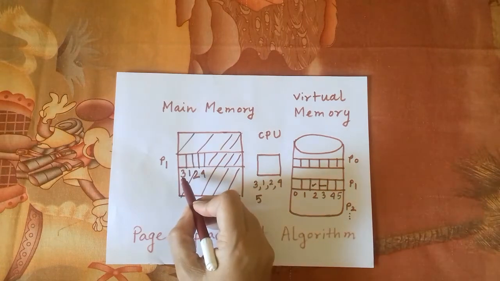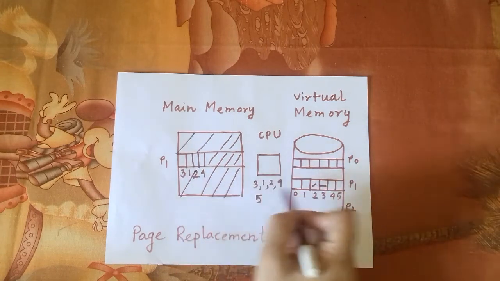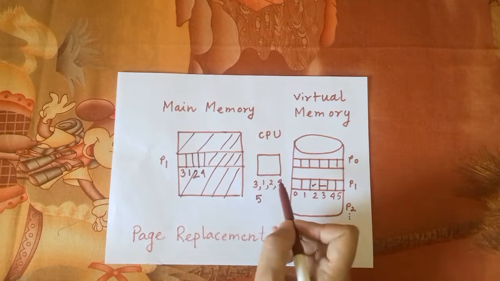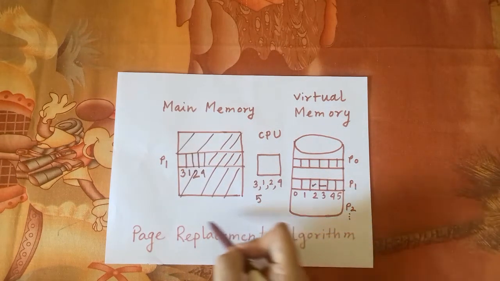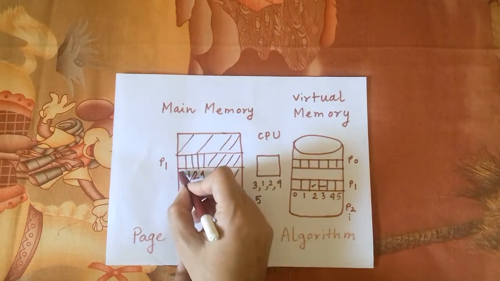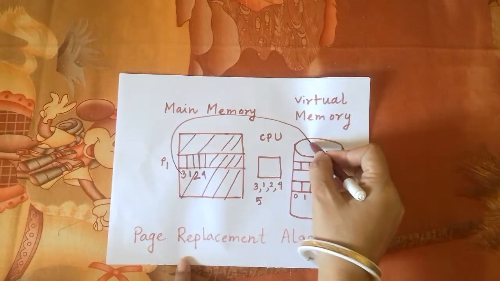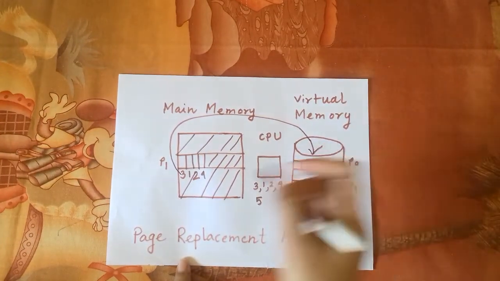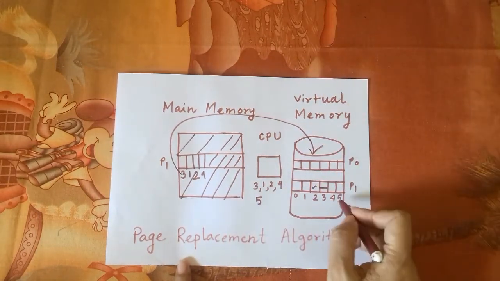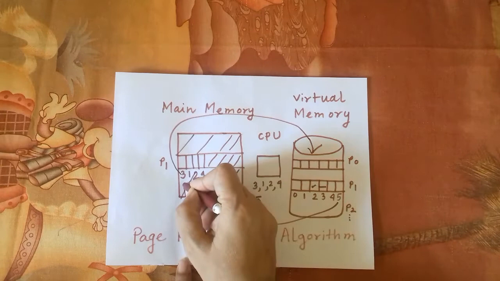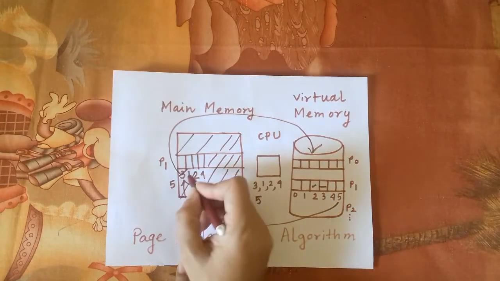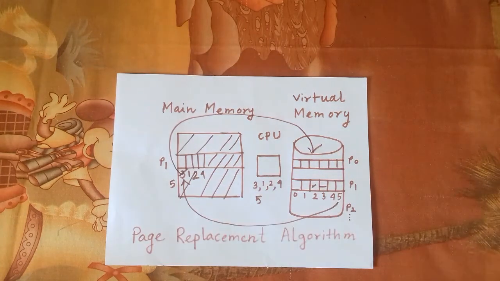So let's say what I am following is: which page has been brought in the beginning should be going back to virtual memory, and the page that has to be brought from virtual to main memory should be taken in. So what will happen? Page 3 should be taken back. So this space will be empty and page 5 should be taking the place of page 3. So it is not page 3 now. Page 3's place will be replaced by page 5.